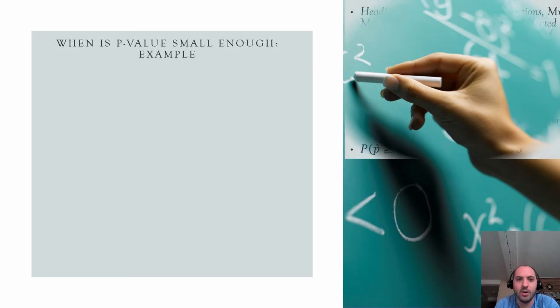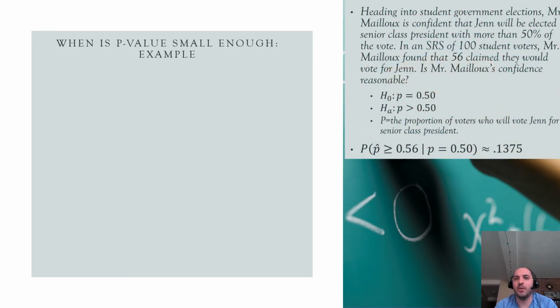So for instance, say I'm looking at a scenario where a student government is heading into elections. Mr. Melo is confident that Jen will be elected senior class president with more than 50% of the vote. In a simple random sample of 100 student voters, Mr. Melo found that 56 claimed they would vote for Jen. Is Mr. Melo's confidence reasonable? So he wants to find evidence to support that Jen's going to get more than 50% of the vote. My alternative hypothesis is that p is greater than 0.5, the proportion of voters who will vote for Jen is more than that. And my null is that p is just equal to 0.5.